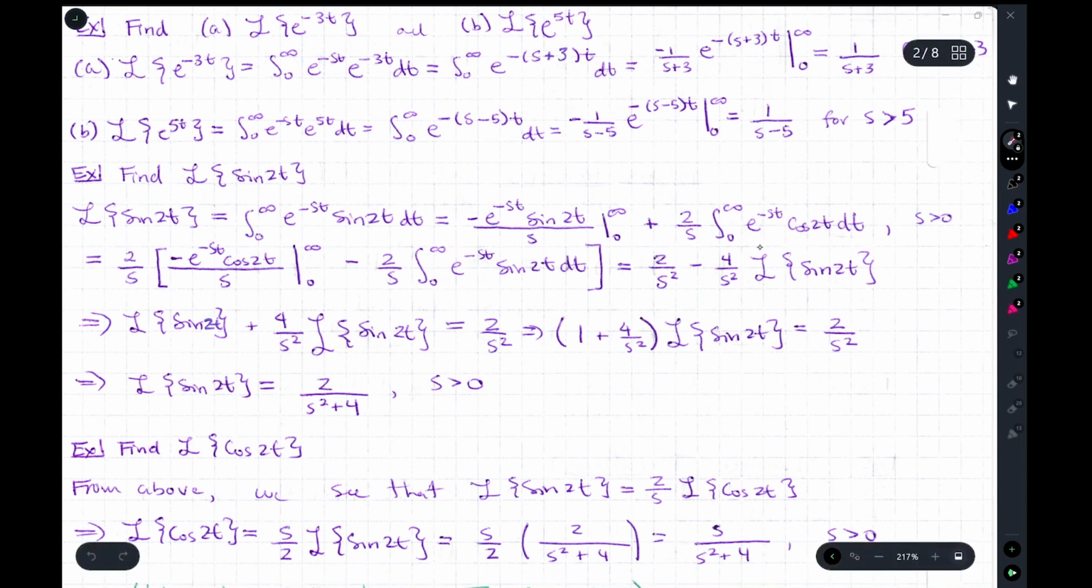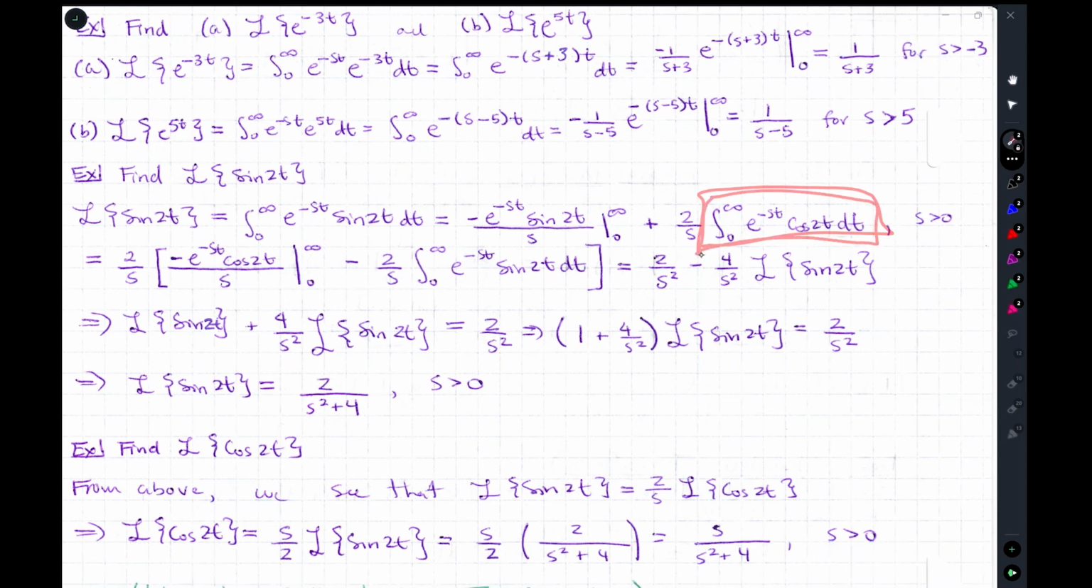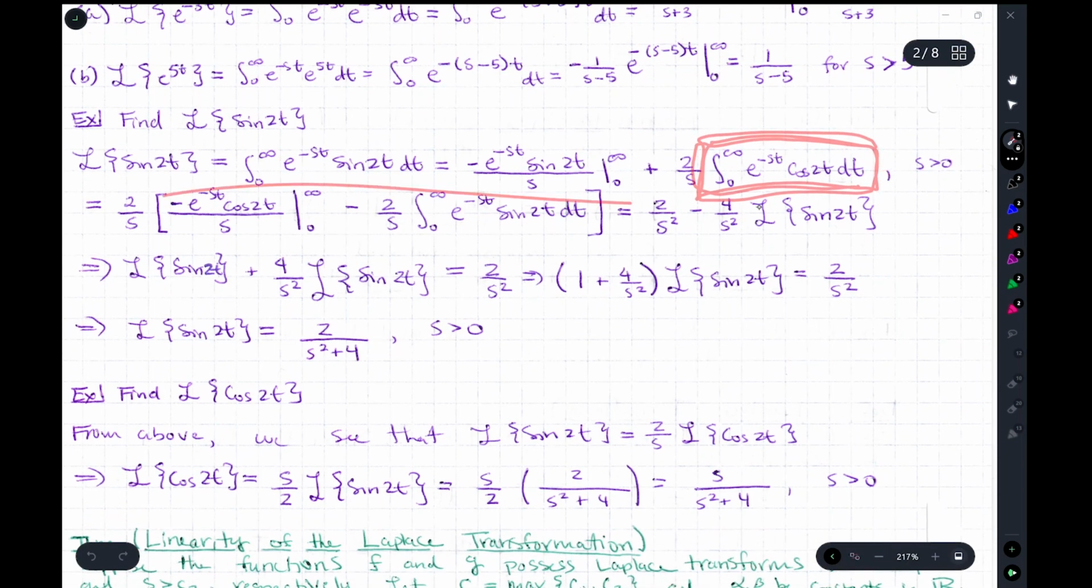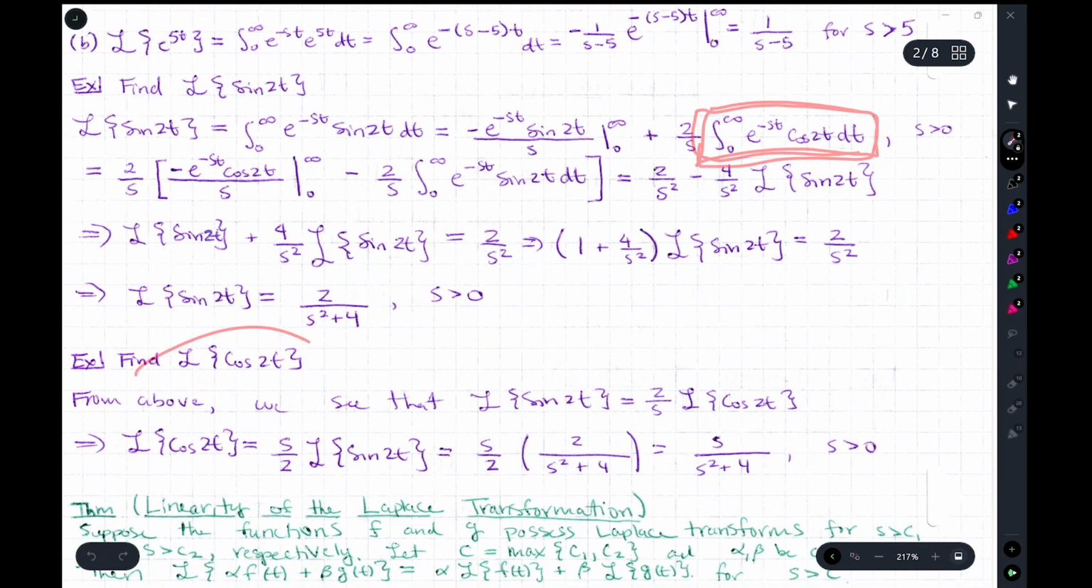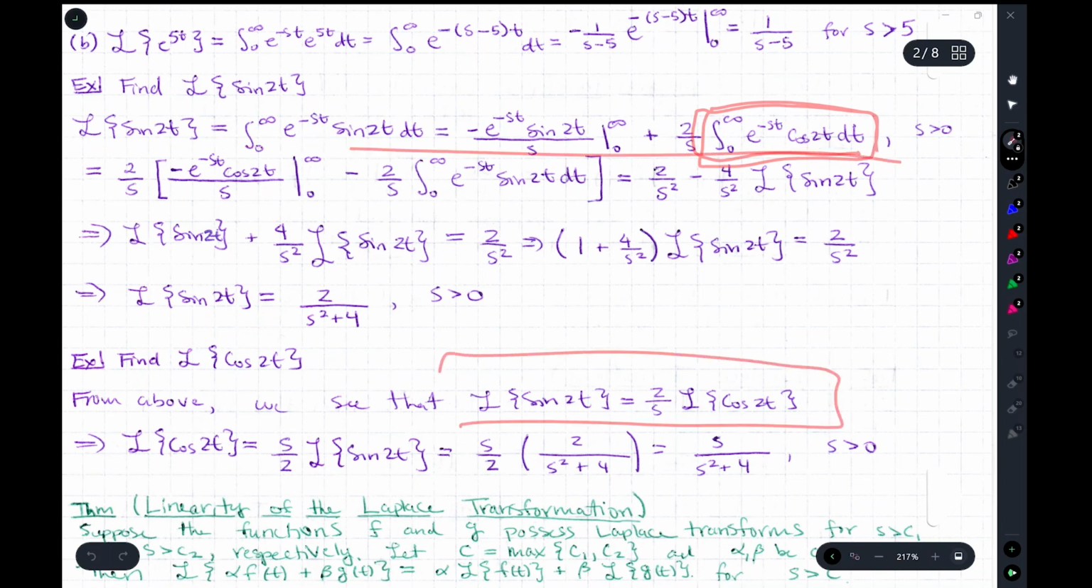Well, when we were carrying this out, notice that after the first integration by parts, we have this. Okay, so we could relate, and what is this? This is the Laplace transform of cosine 2t. So why don't we use that fact and this equation to get L of cosine t, the Laplace transform of cosine t. So this expression here could be written this way, because again, this is 0 when s is strictly greater than 0.